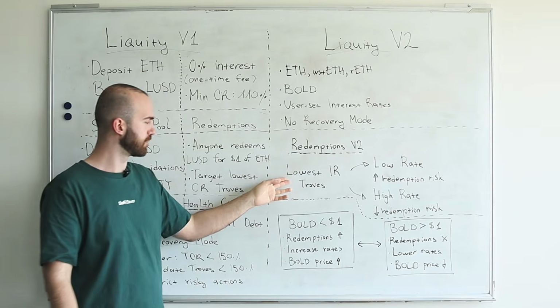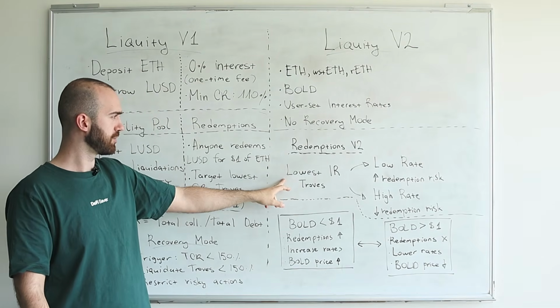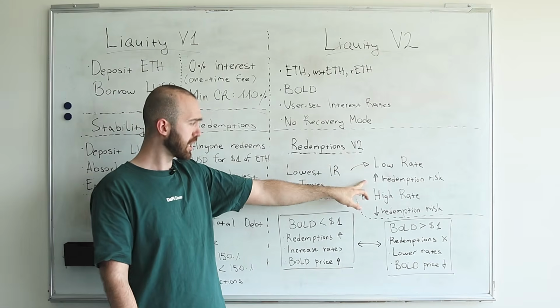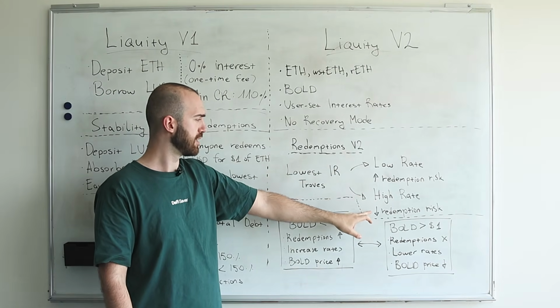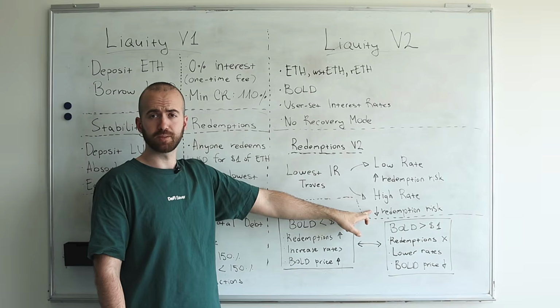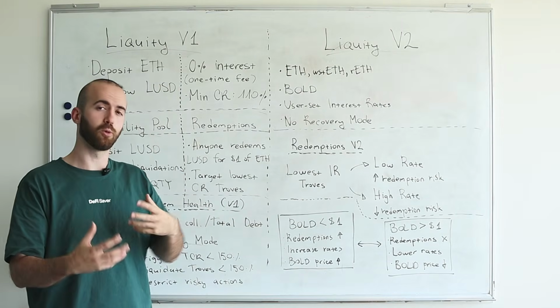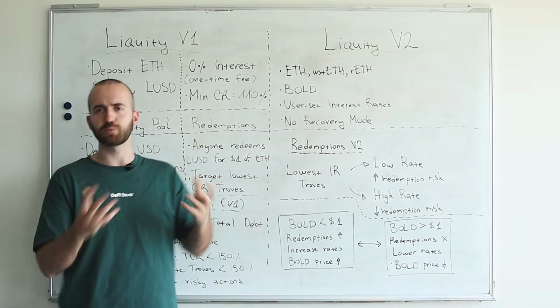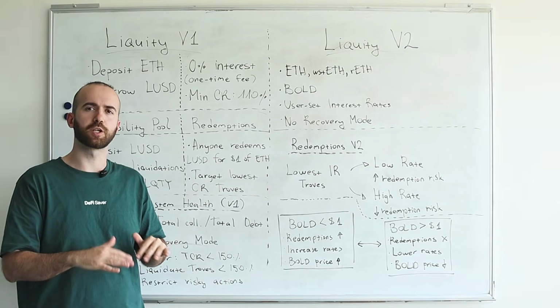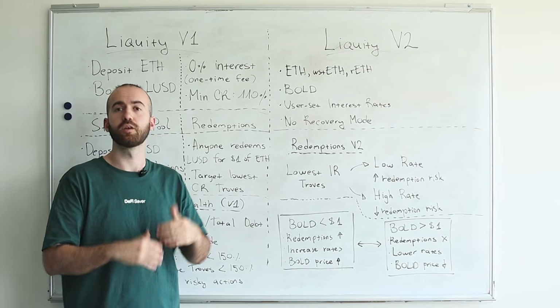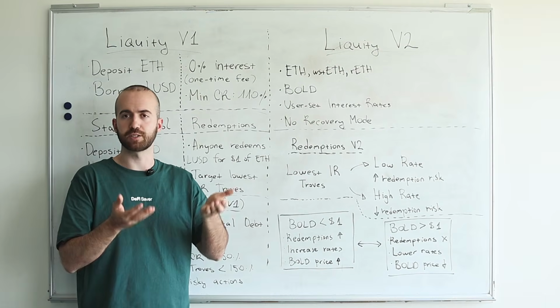So we can look at it here. Troves with the lowest interest rate, if it's low, there's higher redemption risk. If it's high, there's lower redemption risk. And this plays again into Bold maintaining its peg to $1. As we mentioned, the main incentive if it goes below market price or below $1 is the redemptions, which are going to put the price back up.